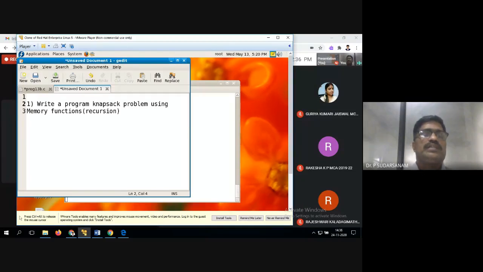Write a program for the knapsack problem using memory functions, that is called recursion. So whatever we have told last class and before, no need to print the entire table. With i comma j, directly call that function recursively from the main program, whatever we have done, the same thing. And the function is nothing but the algorithm you wrote, the same algorithm. Just convert your algorithm to a function, write it the similar way, and tell me whether it will work or not.